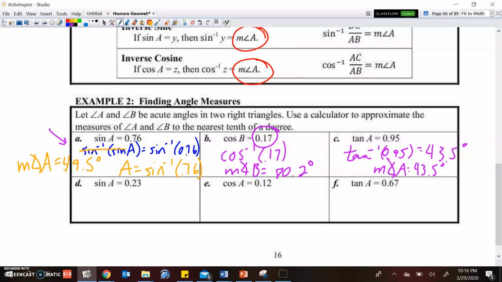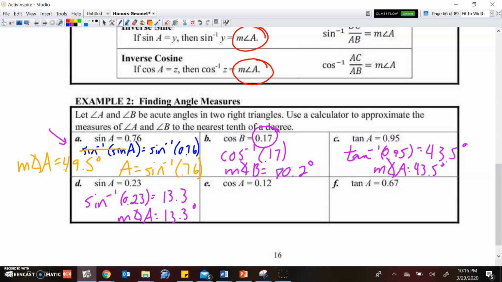All right, let's try this one. This is going to be the sine inverse of 0.23. The sine inverse of 0.23 is 13.3. So the measure of angle A is 13.3 degrees.